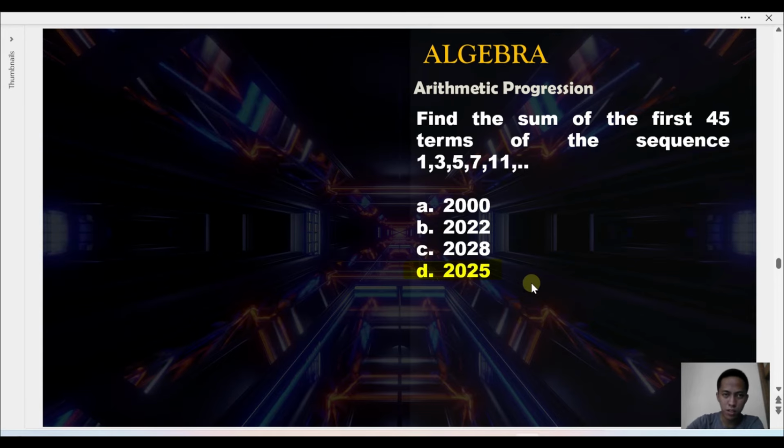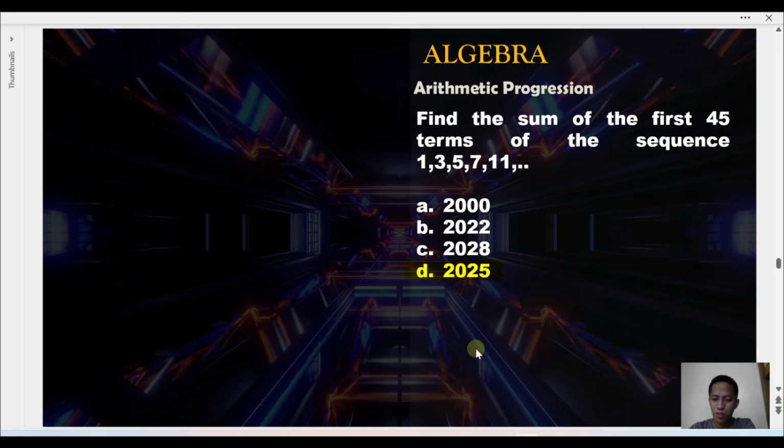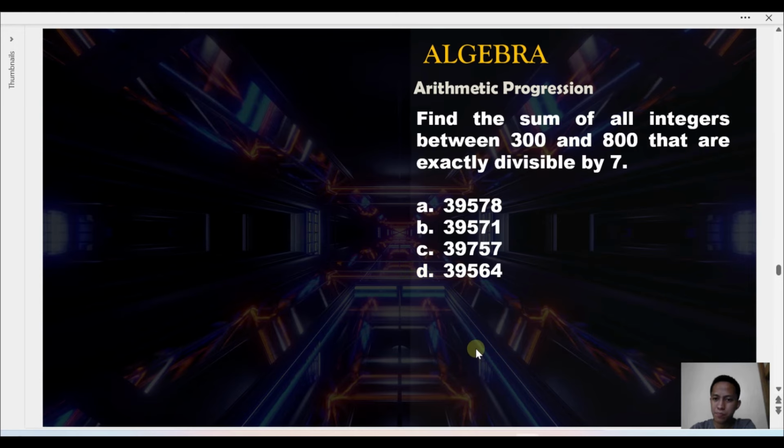So, ganun lang guys, no? Hindi na natin need gumamit ng formula pag sa board exam. Pag nakalimutan mo yung formula, as long as you know the calculator technique, pwede mong masolve yung problem. Okay, so let's proceed to the next problem.